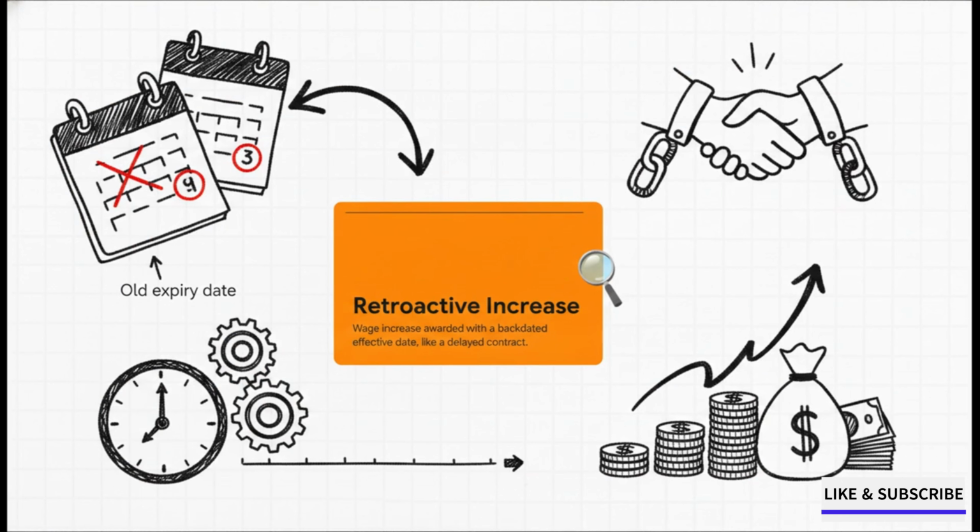Now, contrast that adjustment with a retroactive increase. This happens when a wage increase is awarded, but the effective date is completely backdated. A classic example here is when union contract negotiations stretch months past the old contract's expiry date. Once it's finally signed, those new wages apply retroactively.